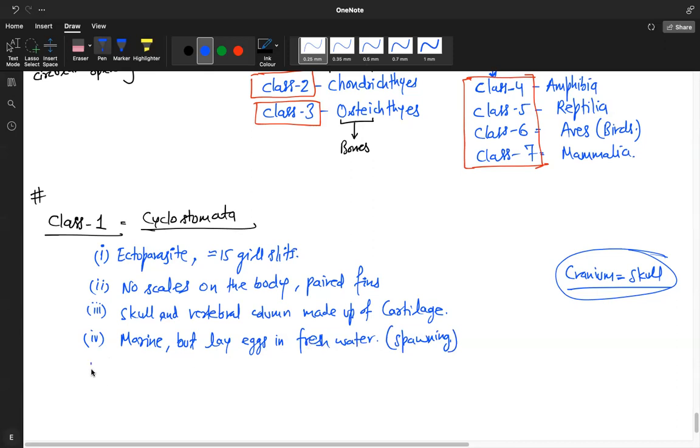And fifth is most important. Their larvae, after metamorphosis, return to the ocean. Of course, their development, as you said, is indirect, which means they have a larval stage, and their larvae then undergo metamorphosis. Do you know what the word metamorphosis means?